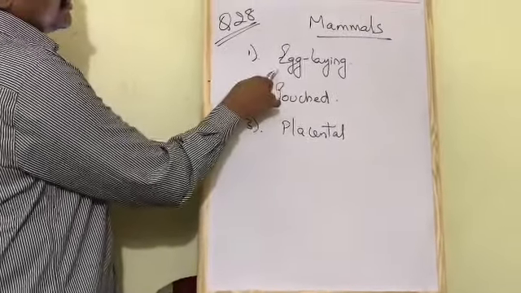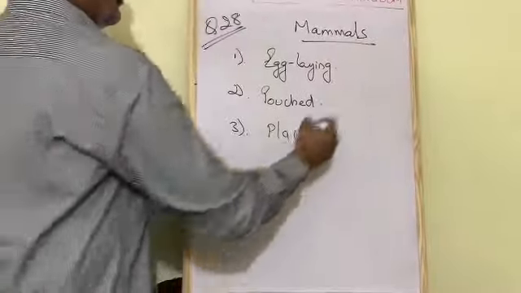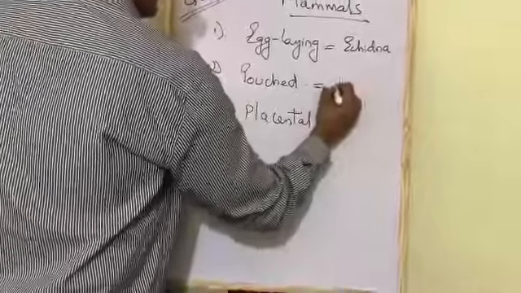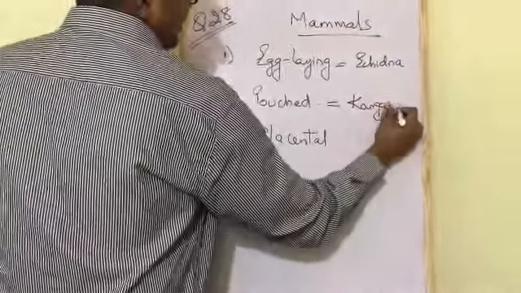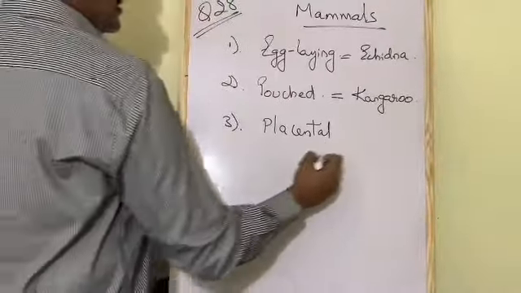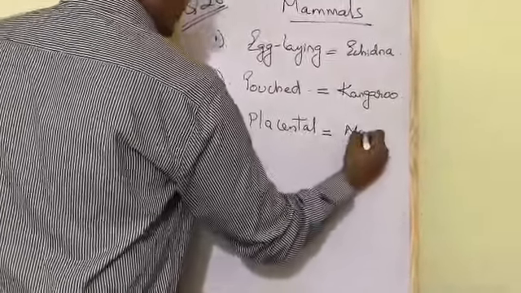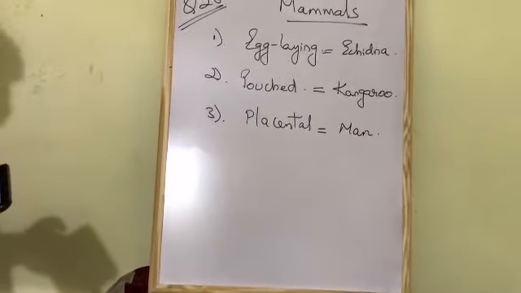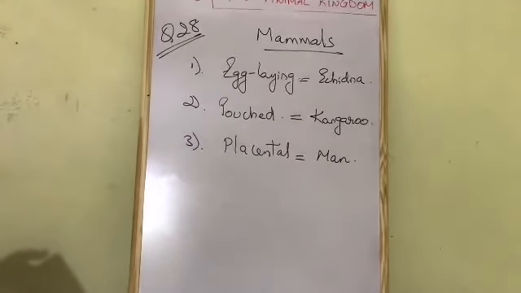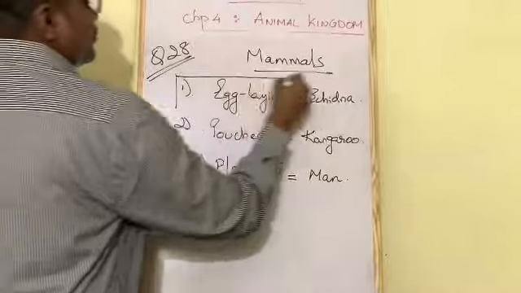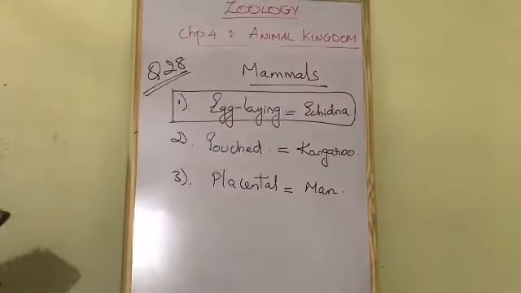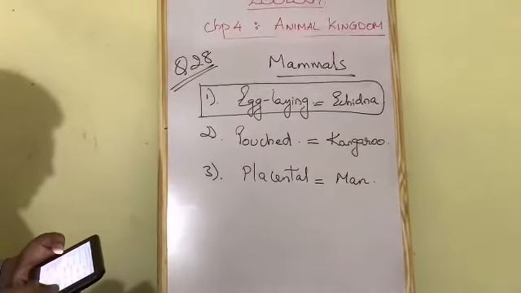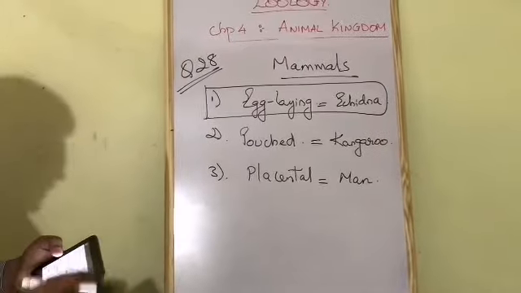The first type of mammals are like echidna, who are going to lay eggs. Pouched, like a kangaroo. Everybody knows about kangaroo, it has a pouch. Next is placental mammals, like for example man. Man is the best example for placental mammals. Now out of these three, egg-laying mammals are grouped as. So we are talking about this group of animals, and from the given four options, we are supposed to select the egg-laying mammals.